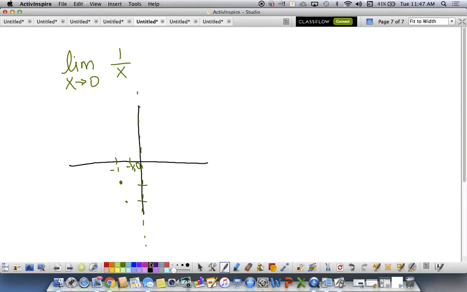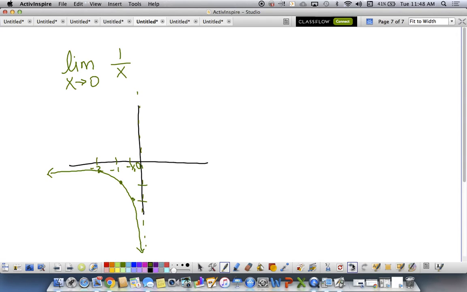Alright, so if we plug in -1/2, we get -2. If we plugged in a third, we would get 3, right? If we plugged in -2, we would get -1/2. So we see we're approaching our asymptote. We are approaching the 0, but we're never crossing it.